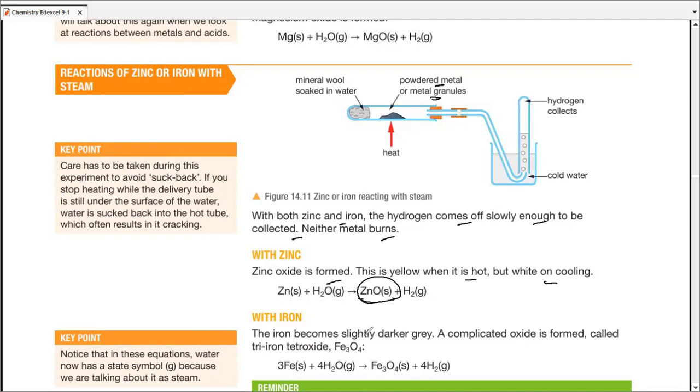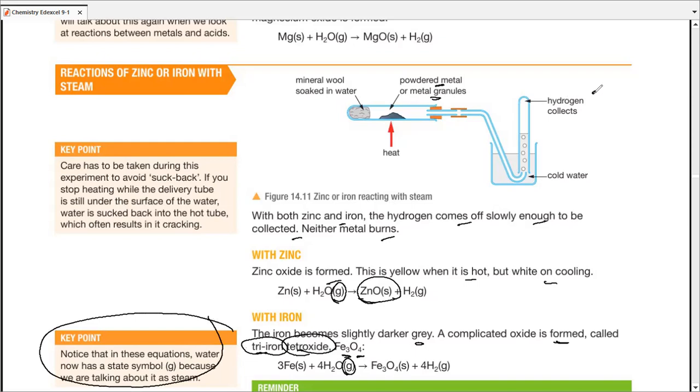Now, in the case of iron, the iron becomes a slightly darker gray. A complicated oxide is formed. This oxide is known as tri-iron tetroxide, hence the name tells you three iron and four oxygen atoms. So it also produces hydrogen. Now, in this specific experiment, we're writing water every time as g because water is not water, it's actually steam, hence the symbol g, which explains the key point over here.